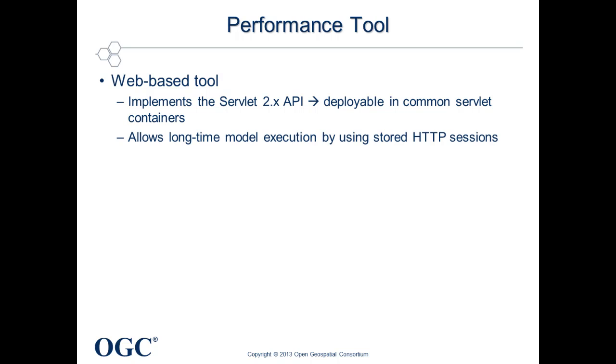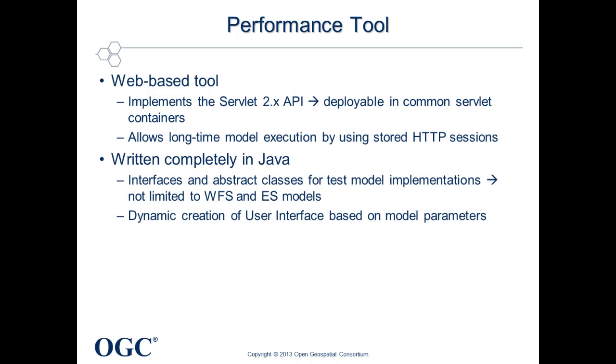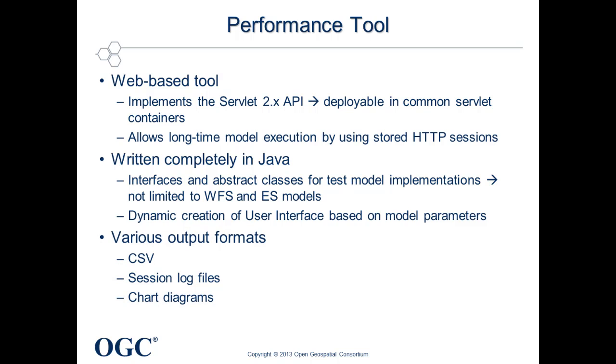As previously seen, the performance tool is a web-based tool running in modern browsers using JavaScript. It implements the Servlet 2.x API, thus being deployable in common servlet containers such as Tomcat or Jetty. It allows long-time model executions as user sessions are stored and can be accessed via permalinks. It is written completely in Java and provides interfaces and abstract classes for test models, though it is not limited to the previously presented WFS and event service models. The user interface is created dynamically based on the parameters of the model. The tool provides test results in various formats: comma-separated files, raw session logs, and chart diagrams.